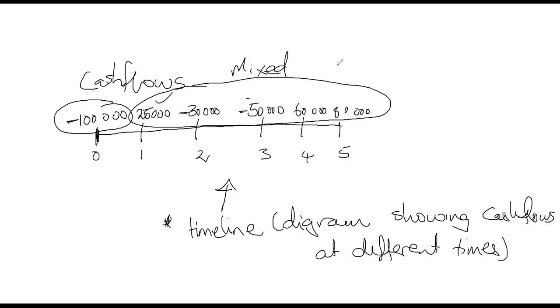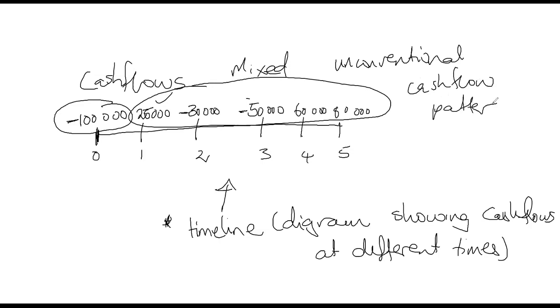When this happens, we say we have mixed cash flows, or we say we have an unconventional cash flow pattern, or we say we have an irregular cash flow pattern. But we'll look at that when we're doing capital budgeting.